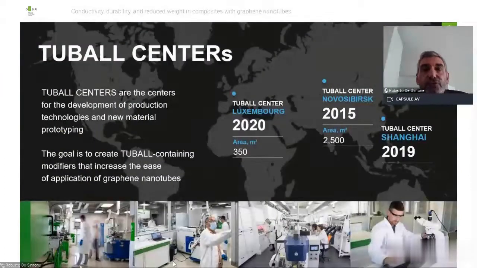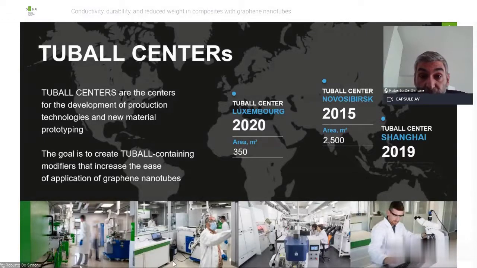We currently have 3 different Tubal research centers. The first one is in Novosibirsk, where our main manufacturing plant is located. The second one was opened in 2019 in Shanghai, and the third one was opened last November here in Luxembourg, where our European headquarters is located. Now we are able to support 100% of the development with different kinds of resin systems, like thermoset, but even thermoplastic and elastomer, in our lab.